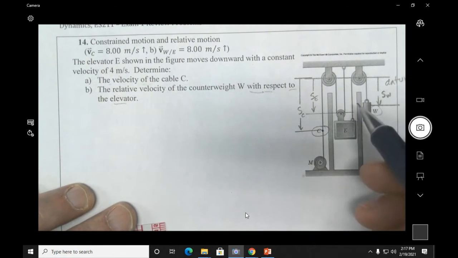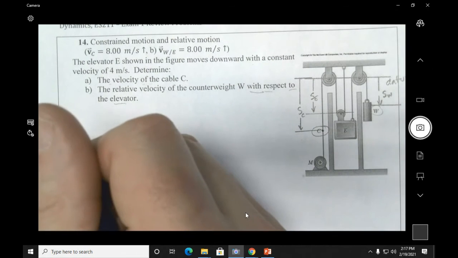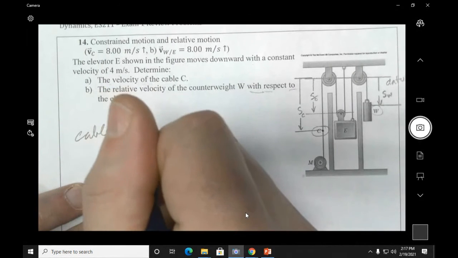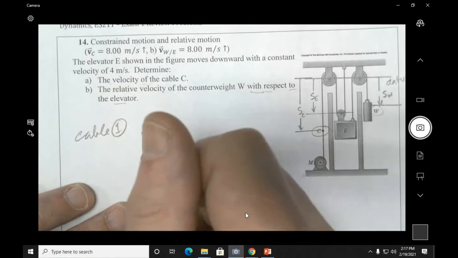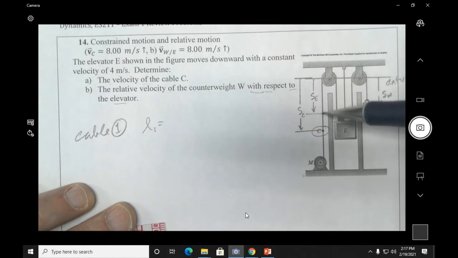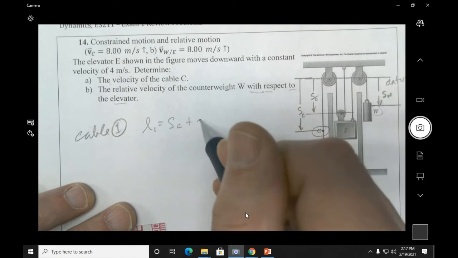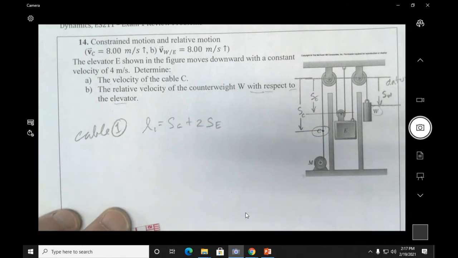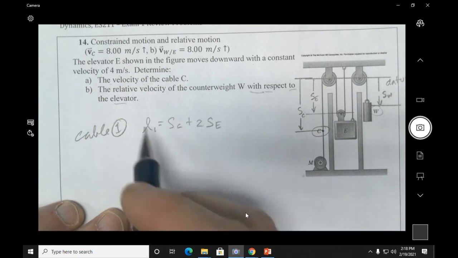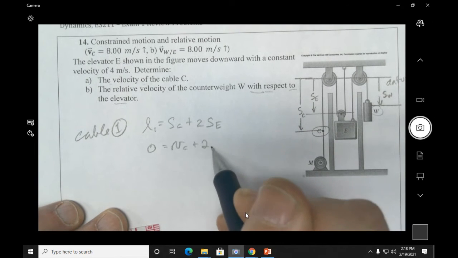So now we want to get the lengths. And we notice that there's actually 2 cables right here, so you've got to be careful with those. So we go cable 1. The length of 1 is going to be this right here, which we'll call S_C, and then there's 2 S_E. We take the derivative of this: V_C plus 2V_E.